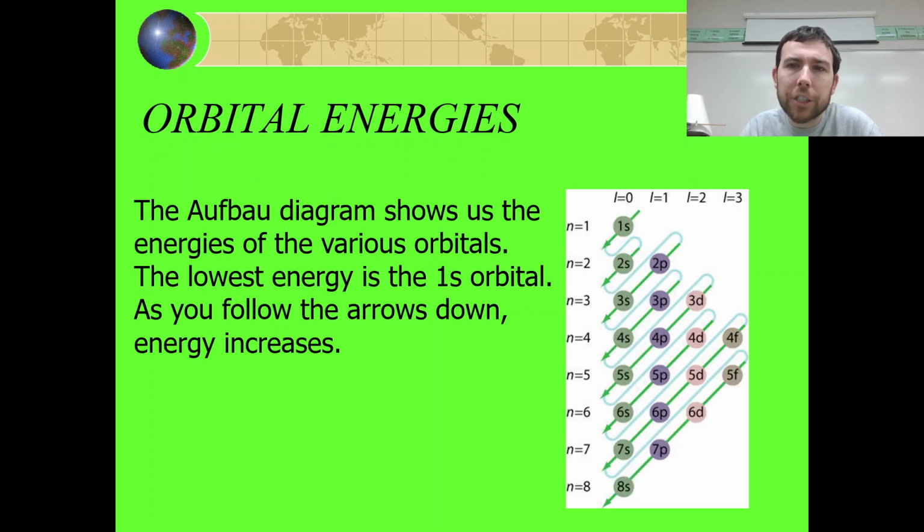Now, orbital energies. I like this diagram over here. If you remember, there's the Aufbau principle, which states that we need to fill in an electron configuration by placing the electrons in the lowest energy orbital first, and then move into higher energy orbitals. So the Aufbau diagram shows us the energies of the various orbitals, and our lowest energy orbital is the 1s orbital, and as you follow those arrows, energy increases.